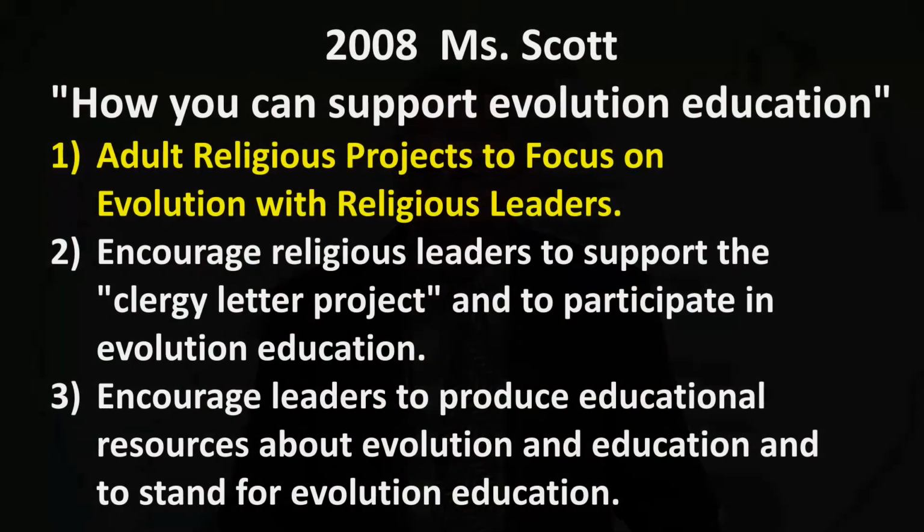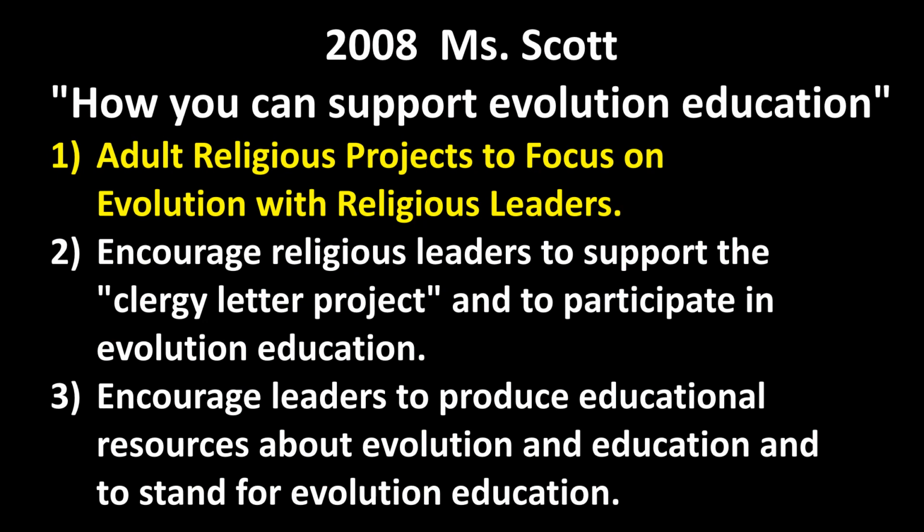But Eugenie Scott realized that her techniques weren't really working amongst the general population as well as she and her organization would like. So they started looking at a different tactic, and Ken Ham talks about this in one of his books. I don't remember if it's book 2 or 3, but in his New Genesis book, and he talks about her new tactics. So she's going after the religious community. And so they established this adult religious project. And that project was to focus on evolution with religious leaders.